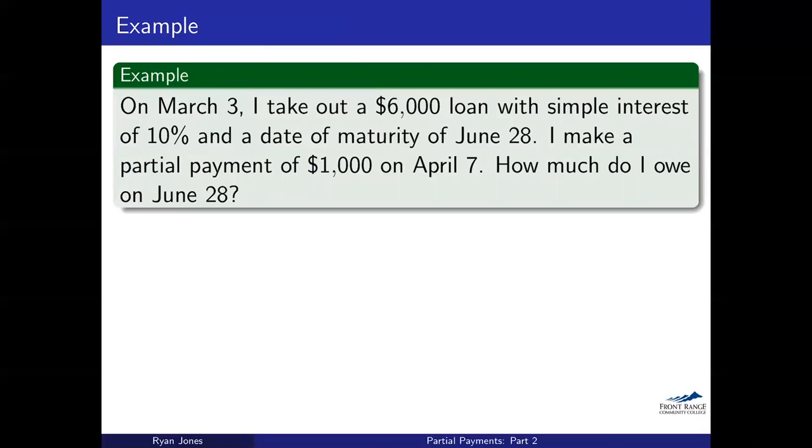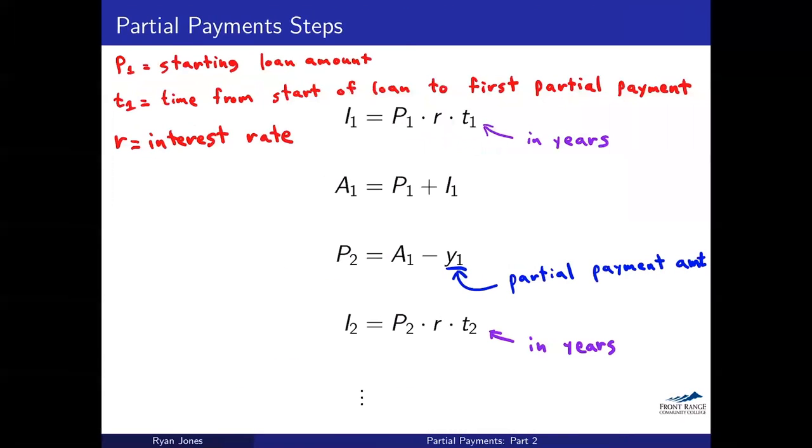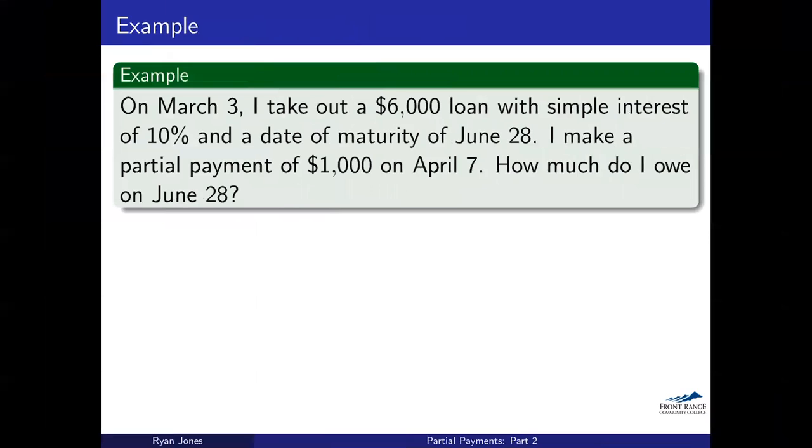And we can go through and do this whole outline here. We can first calculate the interest and then move on. Let's actually start off by doing that. Let's calculate that interest. I1 is equal to P1 R T1, and P1 is that $6,000 multiplied by the interest rate of 10%, which as a decimal would be 0.1.